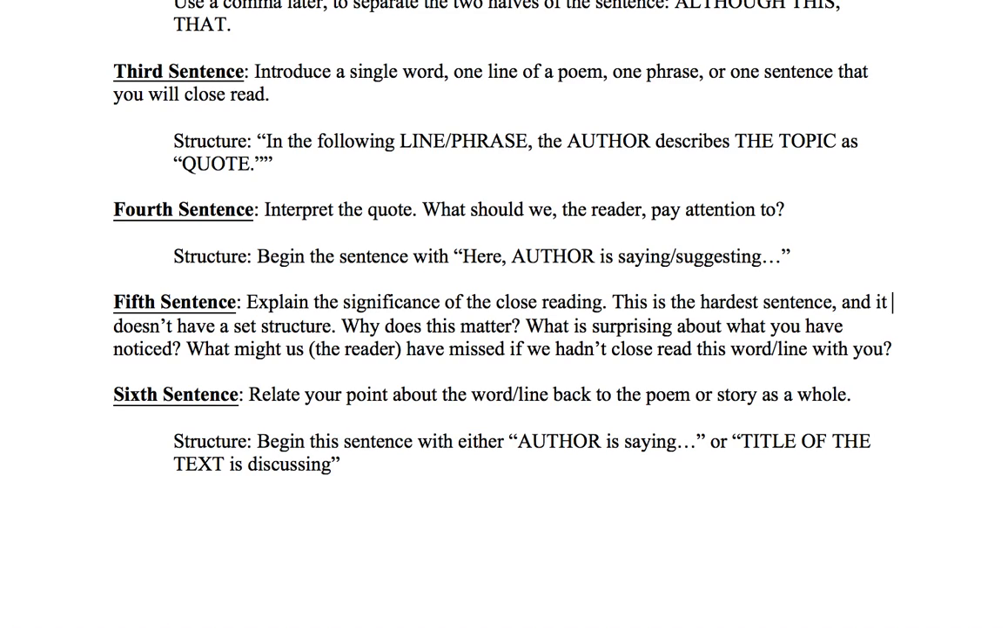That's it. Please follow this structure as you start to write your close readings.